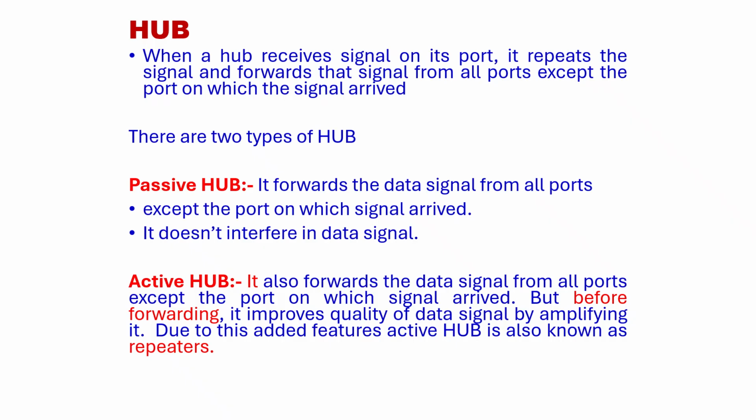Whereas an active hub also forwards the data signal from all ports except the port on which the signal arrived. But before forwarding, it will improve the quality of the data signal by amplifying it. Due to this added feature, an active hub is also known as a repeater.